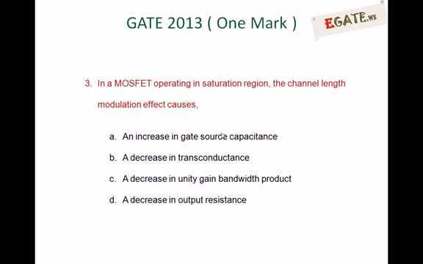Once again the question is, in a MOSFET operating in saturation region, the channel length modulation effect causes. The right answer for this one is D, a decrease in output resistance. Channel length modulation will decrease the resistance at the output side whenever the MOSFET is under saturation. We will see the reason behind this.